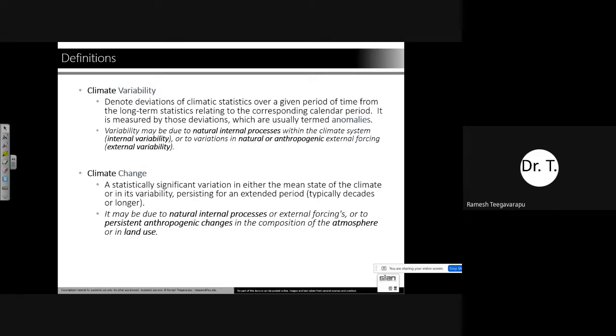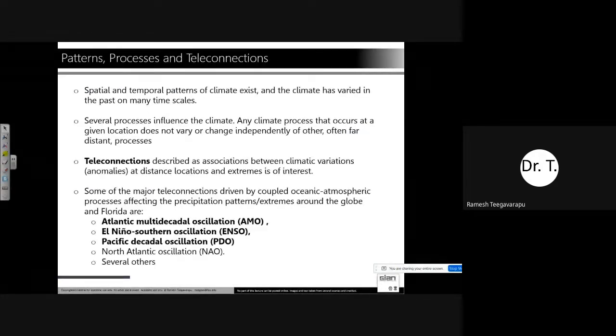So here are some basic definitions. Climate variability is mostly due to natural internal processes, whereas climate change can be a natural process plus anthropogenic changes. For example, climate change can be affected by a number of natural processes like volcanic eruptions and changes in sun cycles and so on. But then we also have the anthropogenic effects, which are changes in land use, the way we use greenhouse gases, and so on. Because we are trying to understand the processes, we have patterns and teleconnections, and we need to understand that there are patterns and there are processes which are influencing these patterns. And of course, in order for us to understand the regional changes, we need to understand what these teleconnections are.